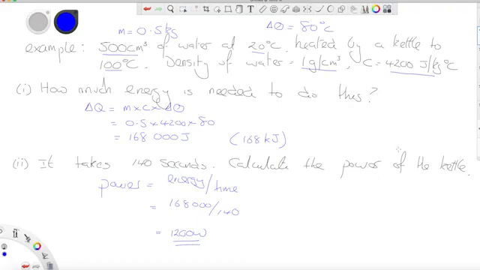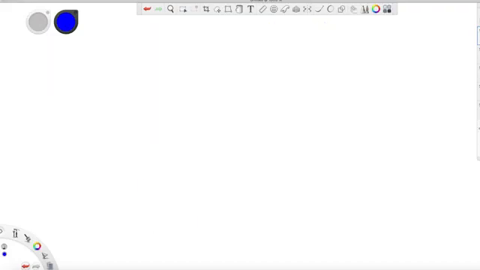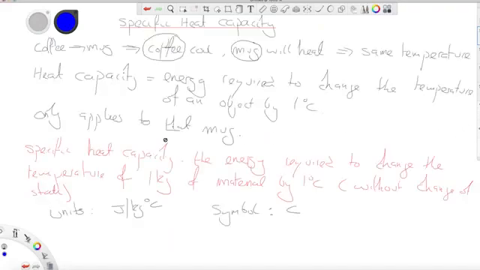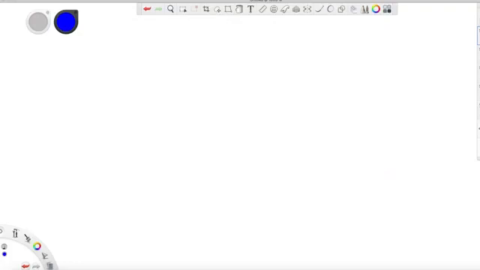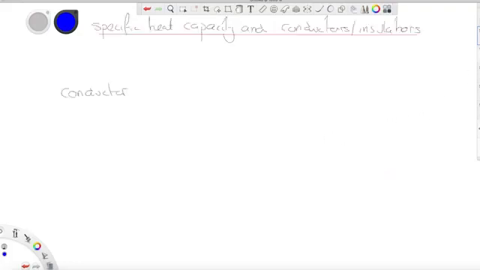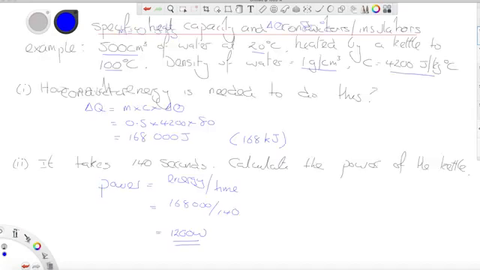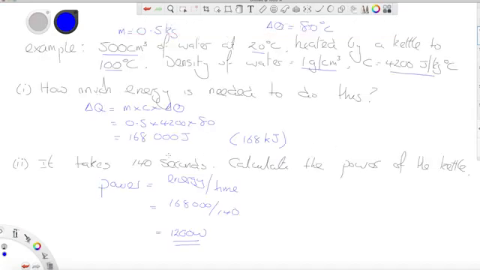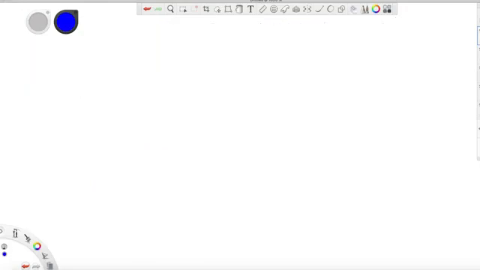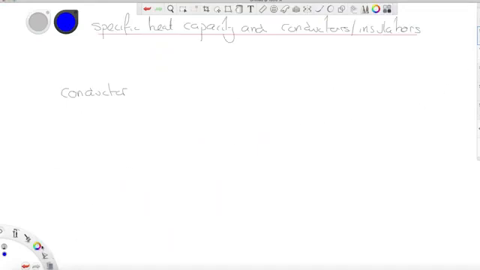So you have what specific heat capacity is, how it varies from heat capacity, and why it is more useful, the units of it, the symbol for it. And you have an example of how it might be used. Finally then, I just wanted to talk about conductors and insulators.